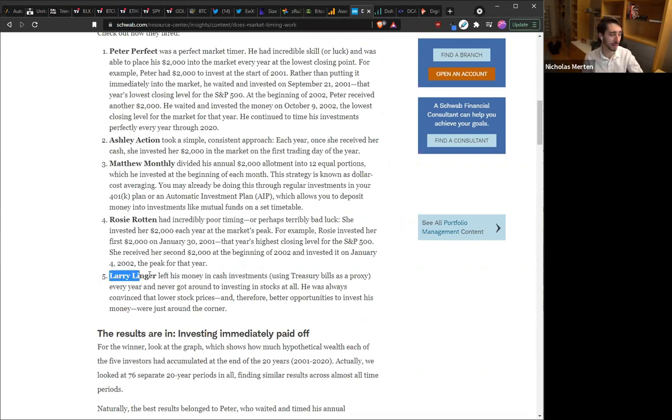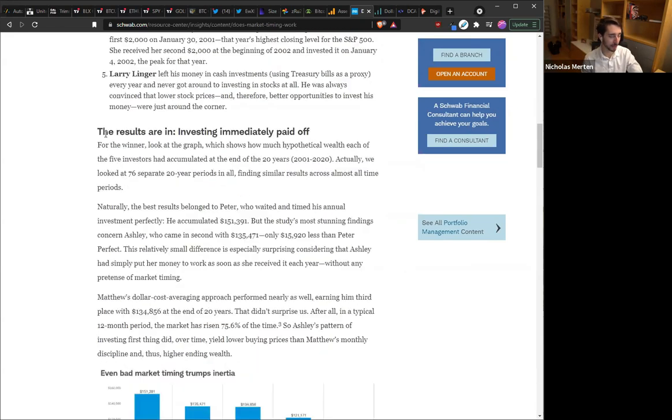Last thing here is Larry Linger, and this is by far the worst position you could be in. This is where Larry Linger is just simply having his money in cash, in a savings account, or in things like, in the example, Treasury bills. Treasury bills give you some kind of yield. They're IOUs from the government. They're bonds in this case. So Larry Linger is staying away from the stock market. He's not investing in it. He sees it as too risky because of volatility, the common concern that hits everyone. Well, let's go ahead and take a look at the results.